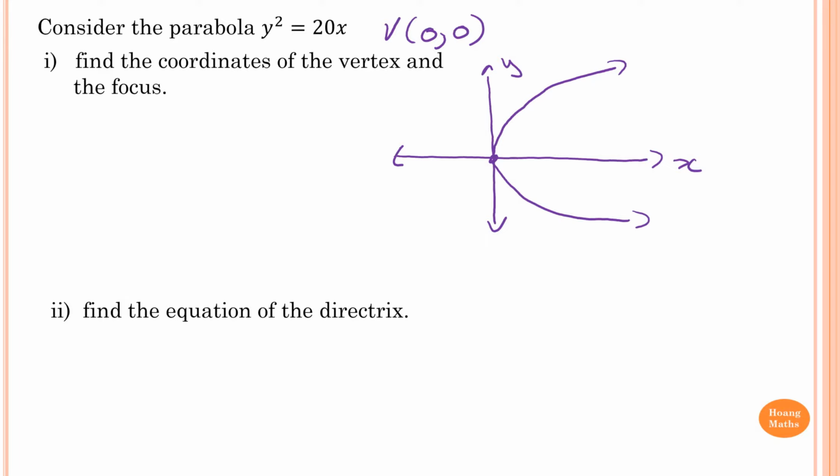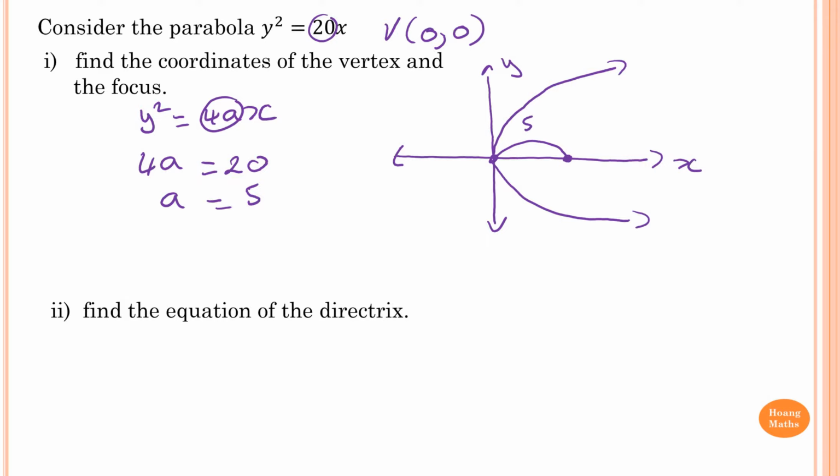Now, because of y squared, we can compare. y squared equal 4ax. I just compare the coefficient. So 4a is equal to 20. Divide by 4 both sides, so a is 5. This means that all the way from here to here, this focus point, is 5 units. So that means 5, 0. And then from here to here is the directrix, which is 5 as well. So therefore, the equation is x equal to -5.